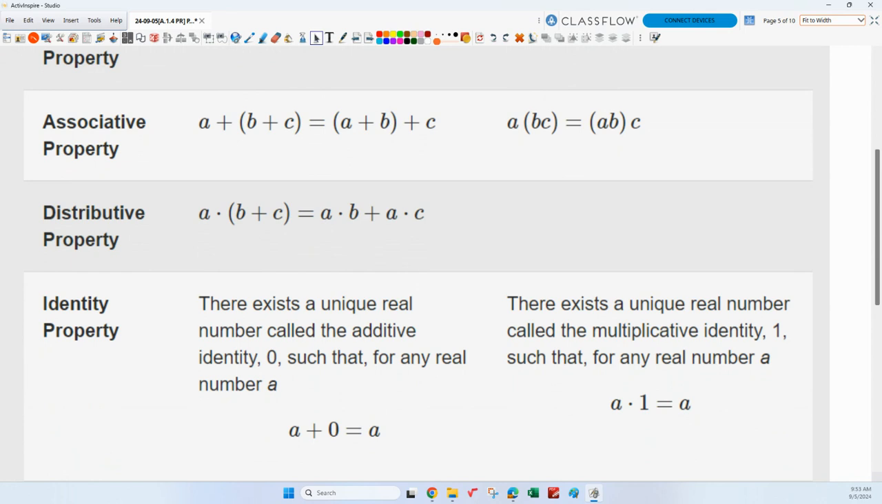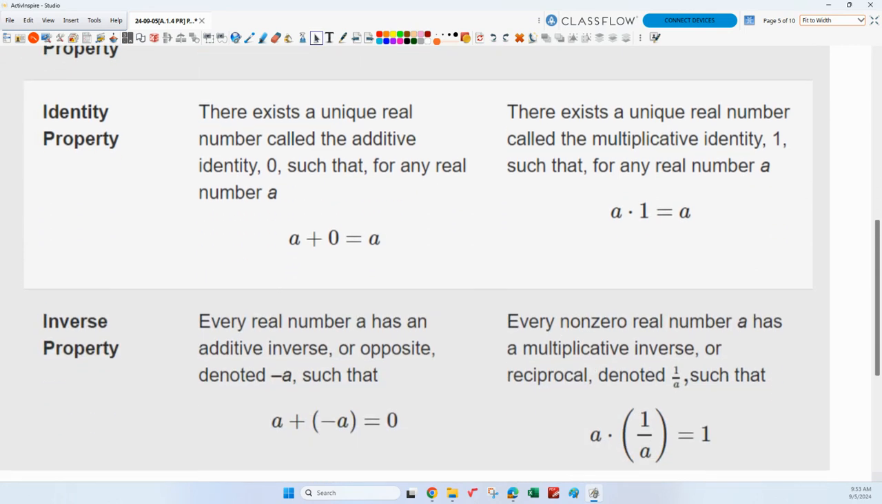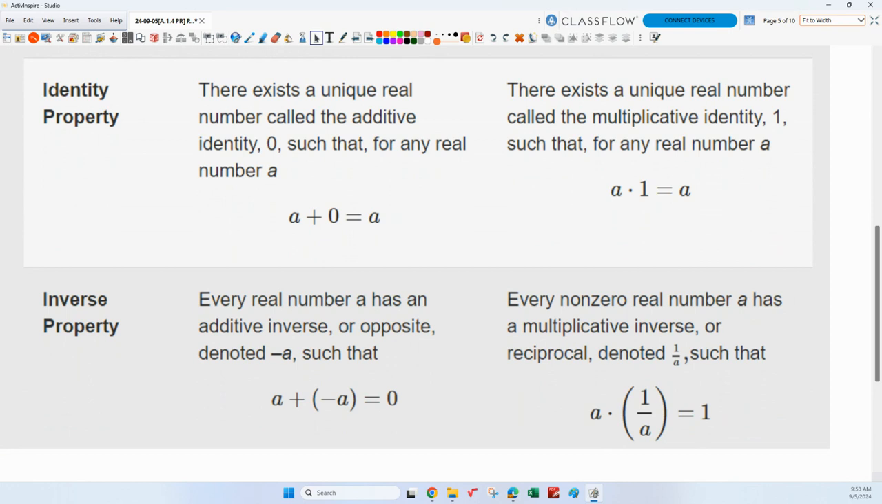Distributive property, we know that one, okay? And then finally, the I properties, identity and inverse. Let's look at addition, both of those together for addition. Identity property, A plus 0 equals A is the identity property. The inverse property, A plus its opposite equals 0. Notice the 0 shows up in both of those. It's what you add in the identity property, and it's what you get when you add in the inverse property.